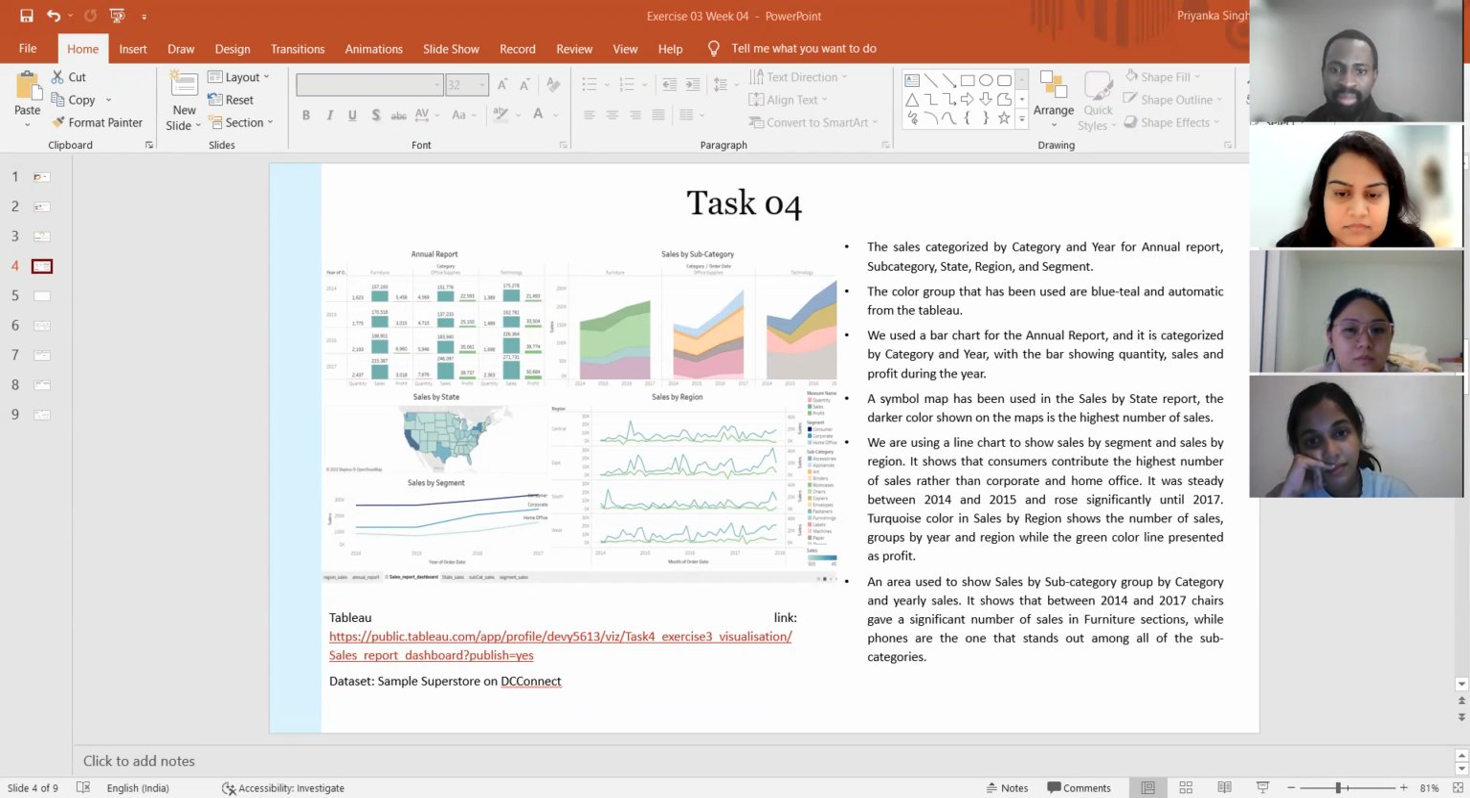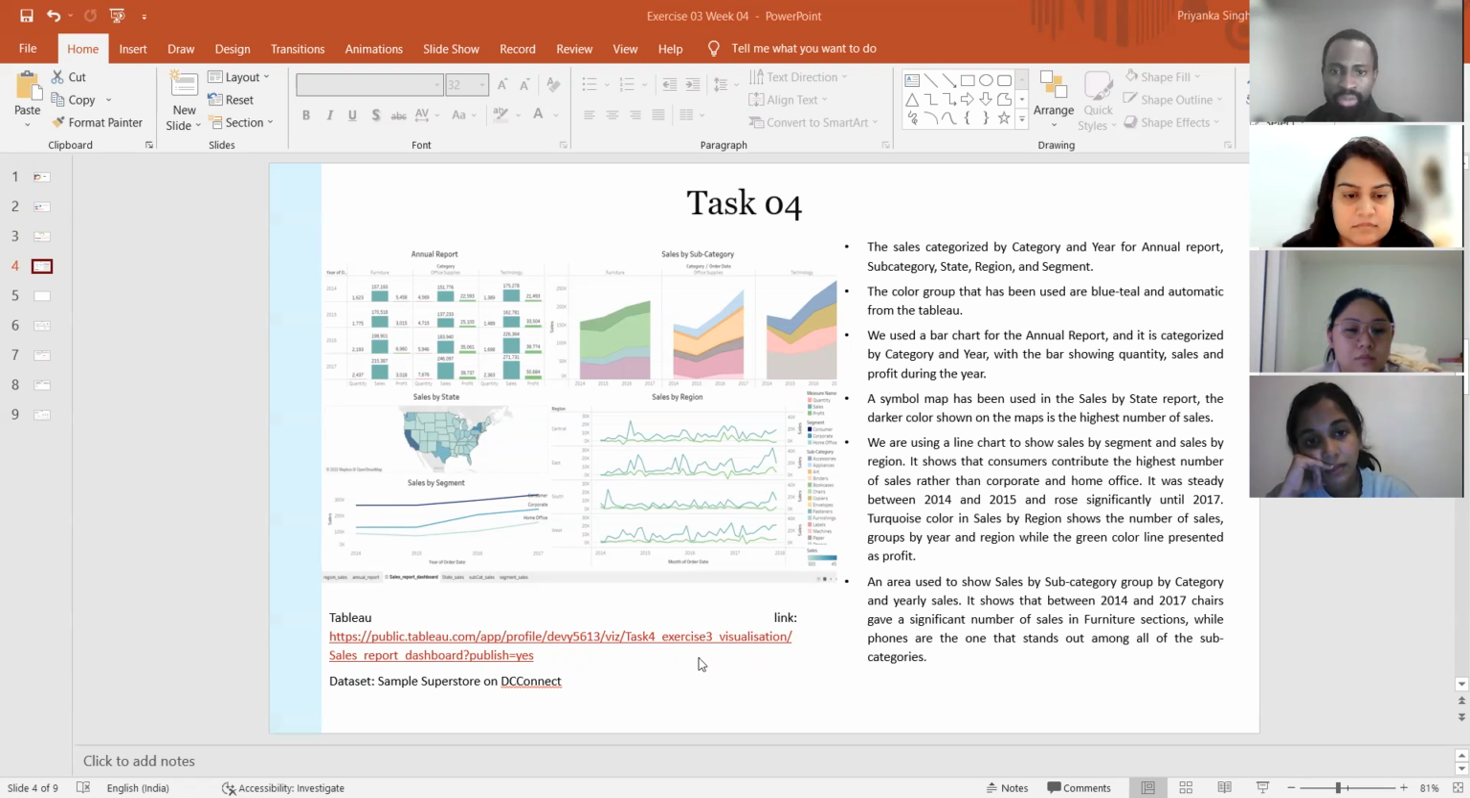We used a symbol map to visualize sales by state. So from the map, we can see that the states that have the thicker blue are states that have more sales, the highest sales and highest profits.